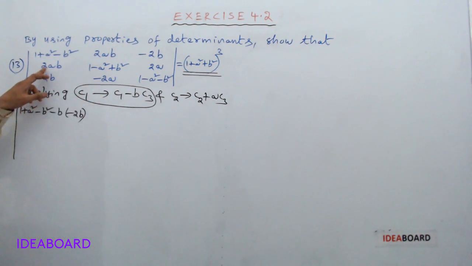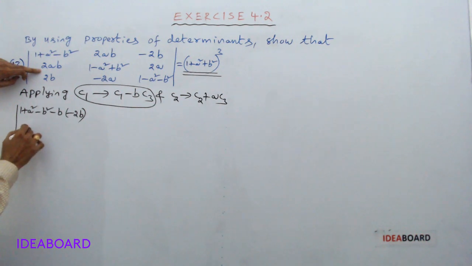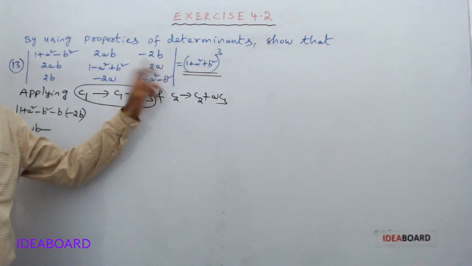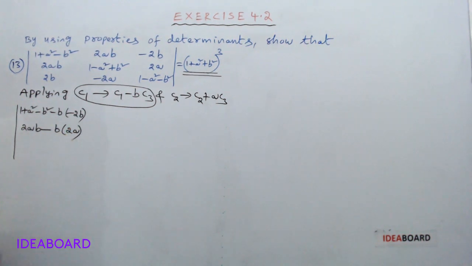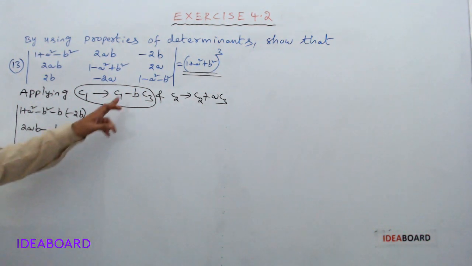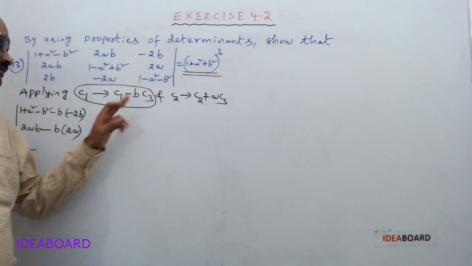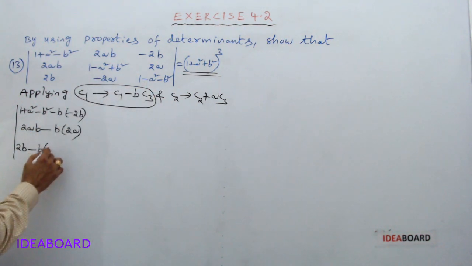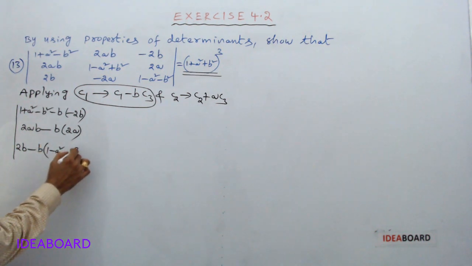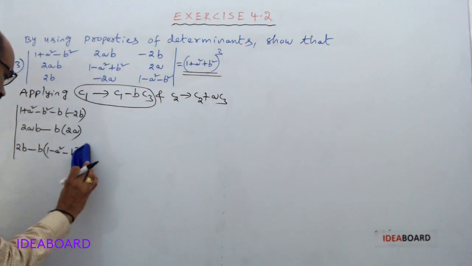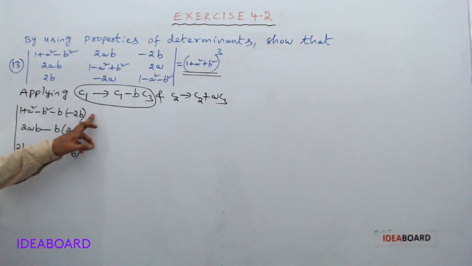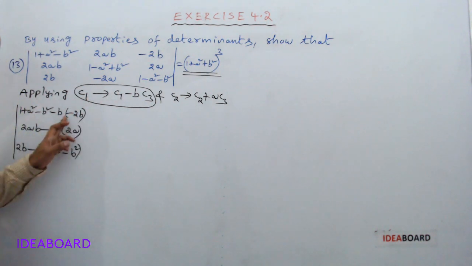Next we have 2AB minus B into 2A. Next we have 2B minus B into 1 minus A square minus B square, minus B square. So we applied operation to C1 now.